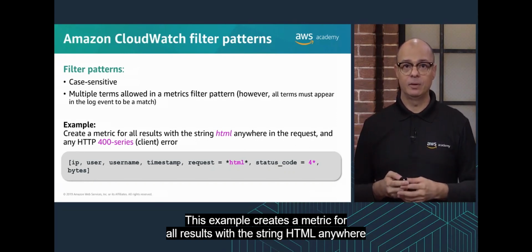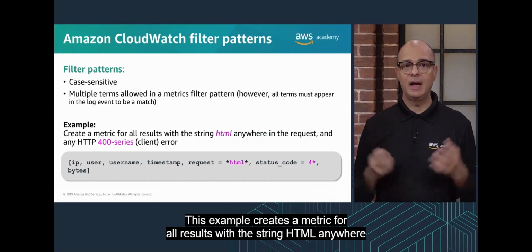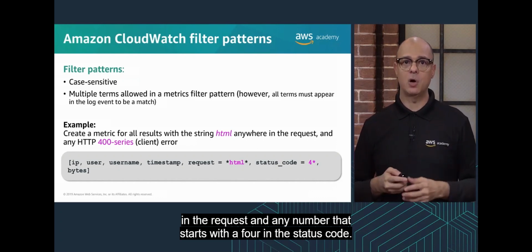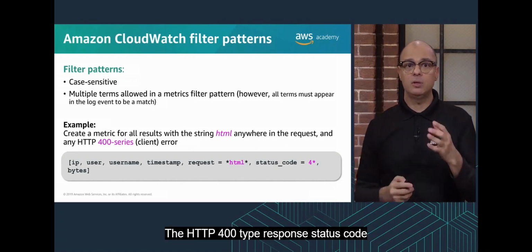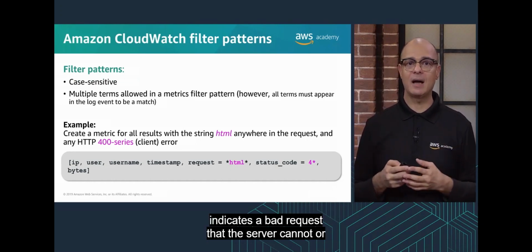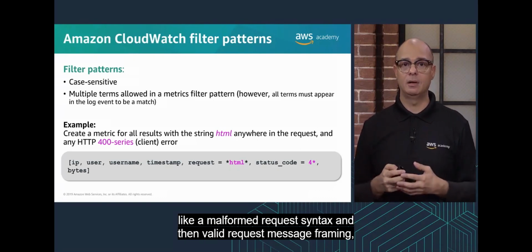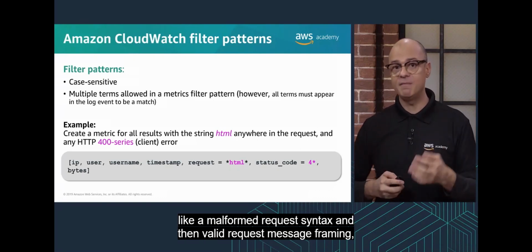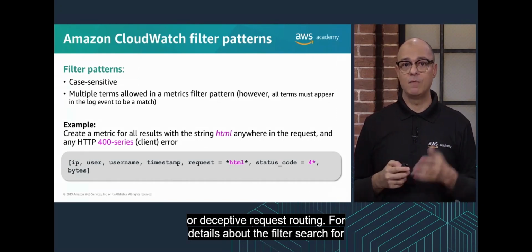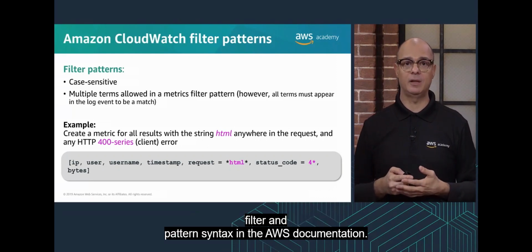and exception. This example creates a metric for all results with the string HTML anywhere in the request and any number that starts with a 4 in the status code. The HTTP 400 type response status code indicates a bad request that the server cannot or will not process because of something that is perceived to be a client error, like a malformed request syntax, an invalid request message framing, or deceptive request routing. For details about the filter, search for filter and pattern syntax in the AWS documentation.